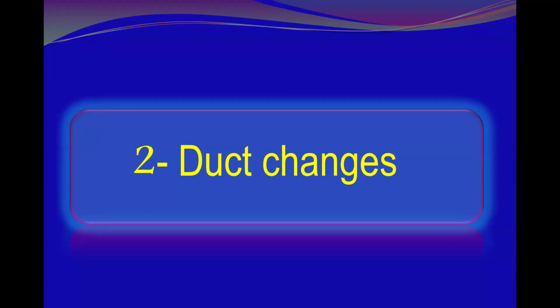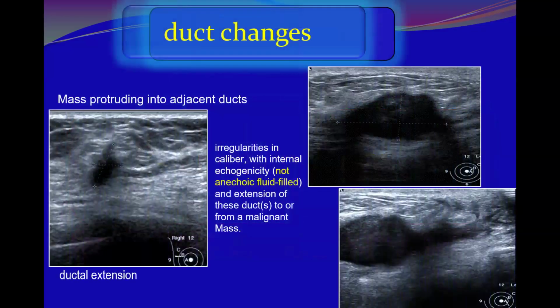Okay, we completed the architectural distortion and echogenic ring. Now we are going to talk about duct changes. Here we have a mass protruding into adjacent ducts. The mass protruding into adjacent ducts, and this we call ductal extension.